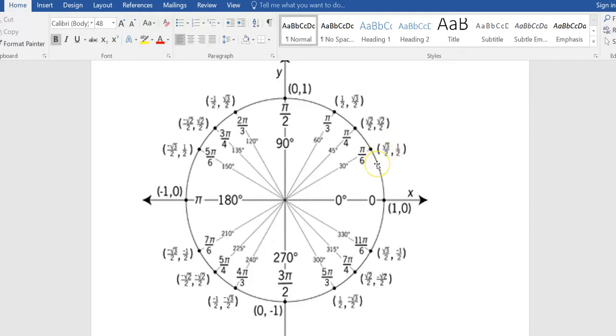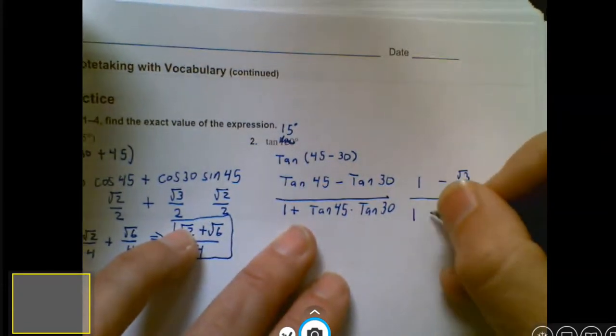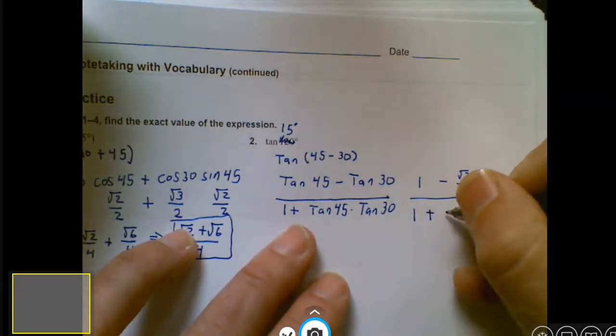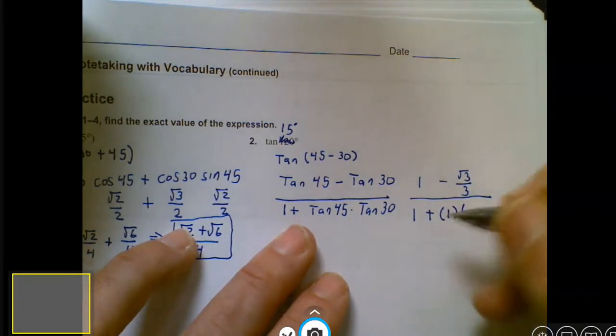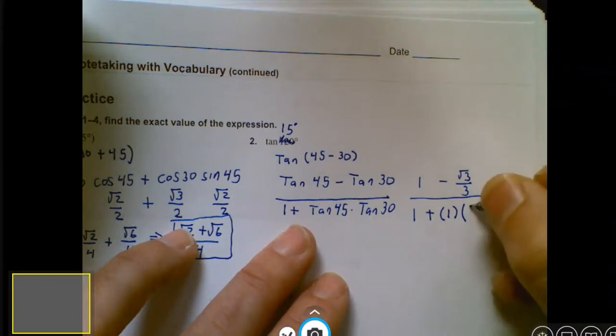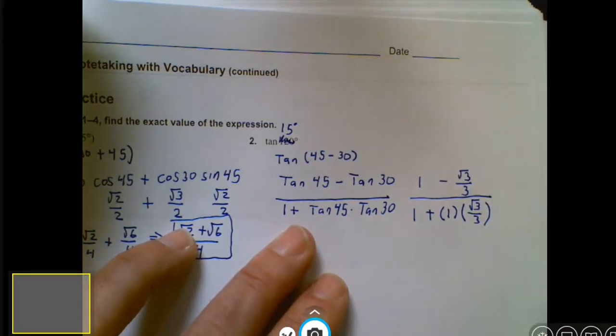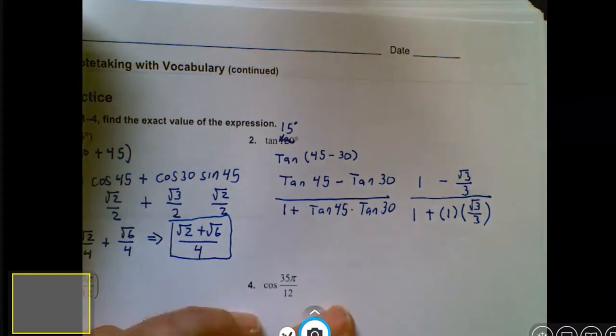Then below this, we're going to do 1 plus the tangent of 45 times the tangent of 30. So now I'm doing, let me focus. Down here, now I'm doing 1 plus the tangent of 45, which is 1, times the tangent of 30, which is 1 over the square root of 3, which we are going to write as this. And from here, I would just do a little simplifying.